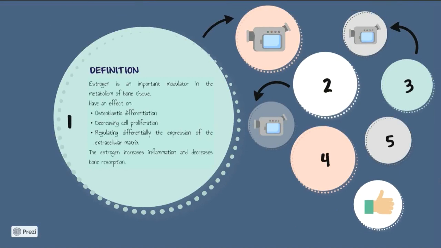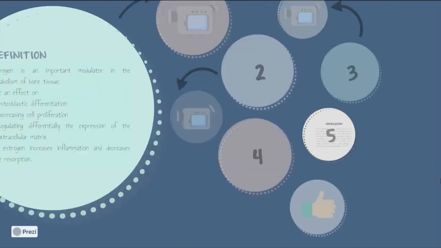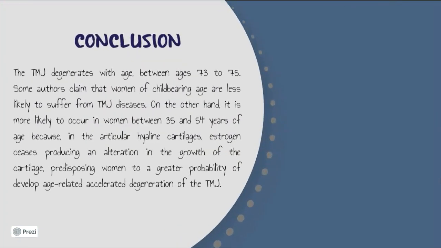And finally, the number 5. Conclusion. The TMJ degenerates with age, between ages 73 to 75. Some authors claim that women of childbearing age are less likely to suffer from TMJ diseases.